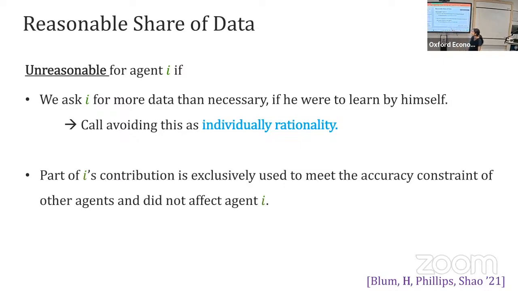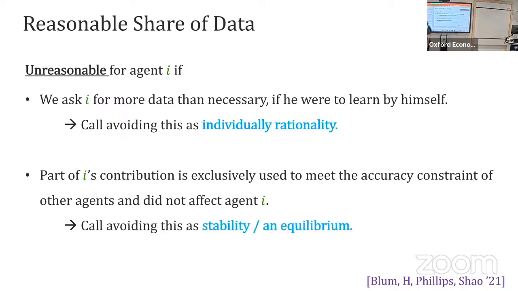The second part that I would say is unreasonable is if the agent has to contribute something such that part of their data set, or part of their effort, was exclusively used to help other agents rather than the first agent themselves. This is what I would call stability, because it's closer to a notion of equilibrium.